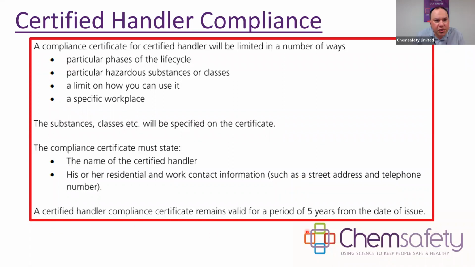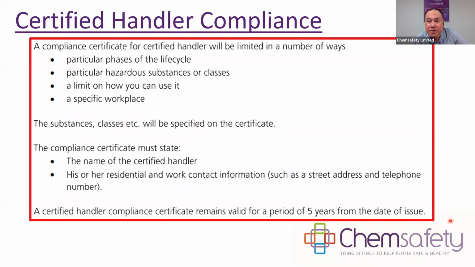A certified handler compliance certificate remains valid for a period of 5 years from the date of issue. Since these regulations changed on December the 3rd, 2017, I think it was, from that point onwards is when certified handler certificates would have been issued. However, I might be wrong here, but I don't think any were actually issued in 2017. It might have been 1 or 2 in the whole country.